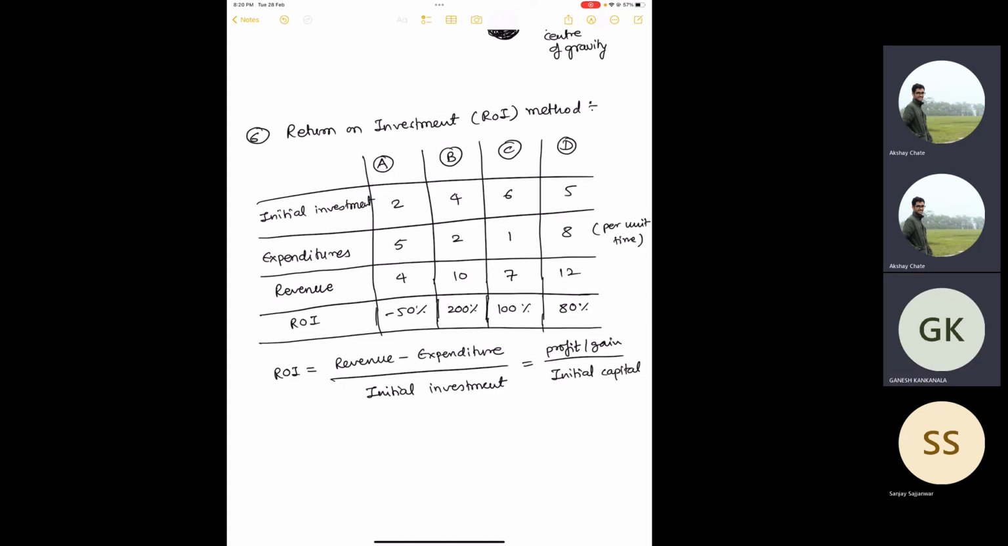Obviously, with B. So this method looks very simple because you are doing one simple calculation, profit by initial investment. But it is not that simple because these numbers that I gave randomly don't come randomly. You have to do a lot of research and hard work for these. But this method gives you a criterion to just look at one number and decide. So therefore, plant B will be your suitable choice. Understood?